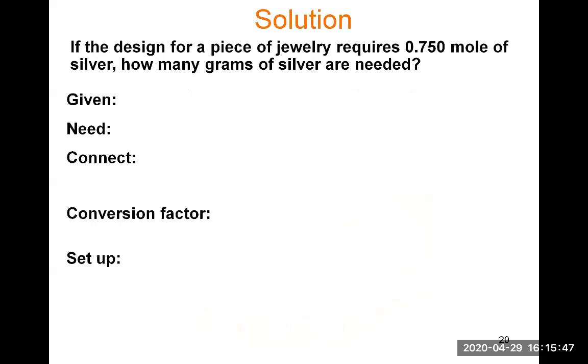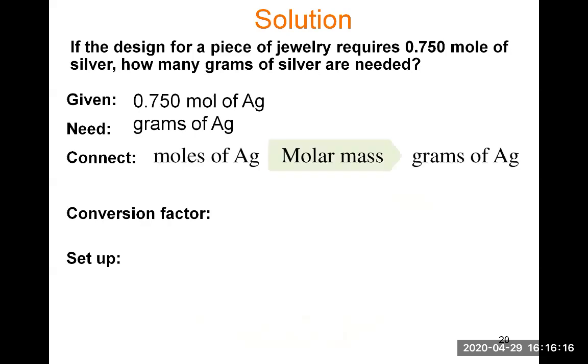So out of this text, the given amount is 0.750 moles of silver. Ag is the symbol for silver. The question is asking for how many grams of silver. So that's what we need to find. And so here, if you write the roadmap, you will see that we start with moles of silver, and we want to finish with grams of silver. And fortunately, it's just a direct relationship between moles and grams, if you use the molar mass of silver.